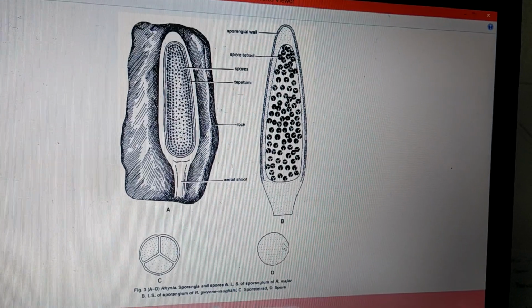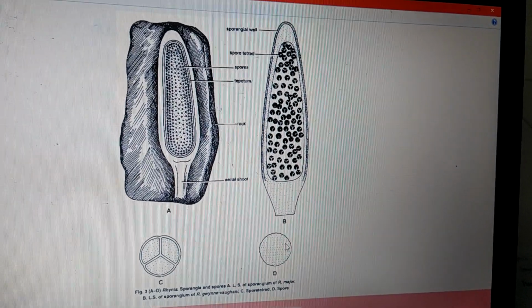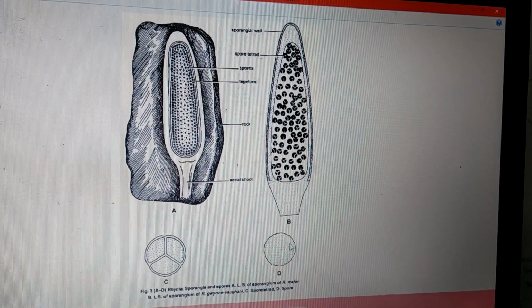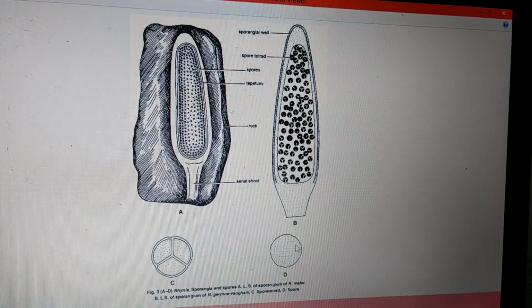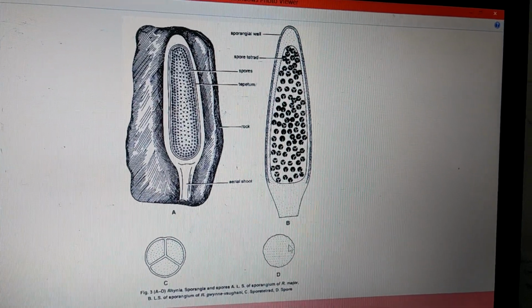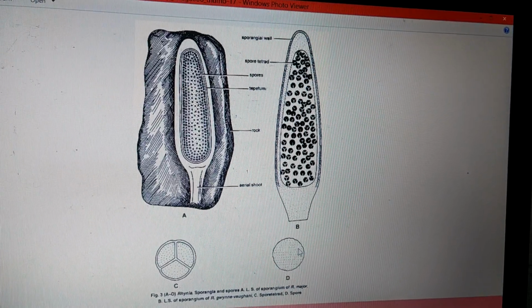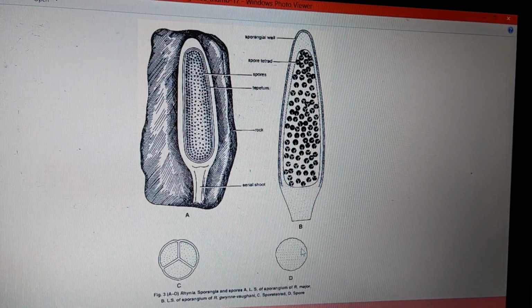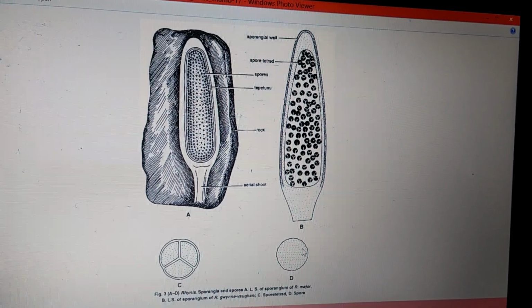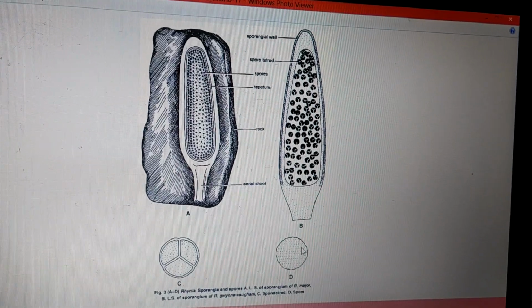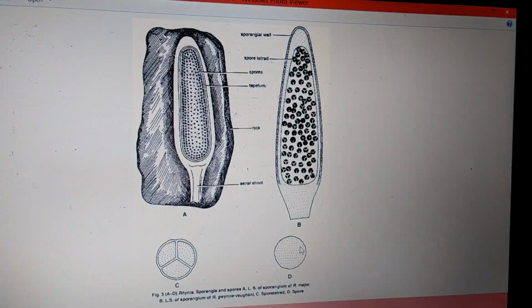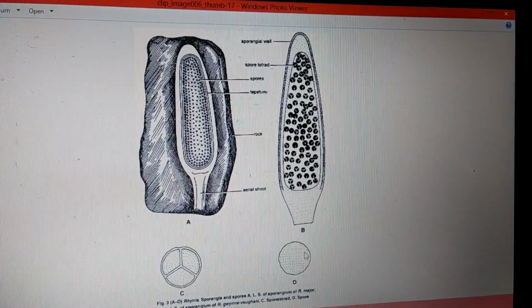Whatever internal structures we have read, these are obtained from the fossils of Rhynia. Even fossils of spores with germ tubes were found, which shows these plants germinate and produce the gametophytic phase. So this was a description regarding the life cycle of Rhynia.